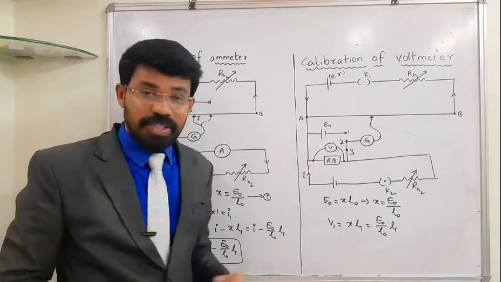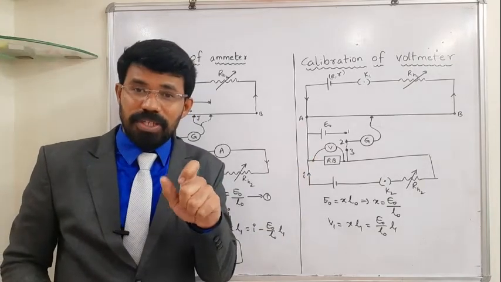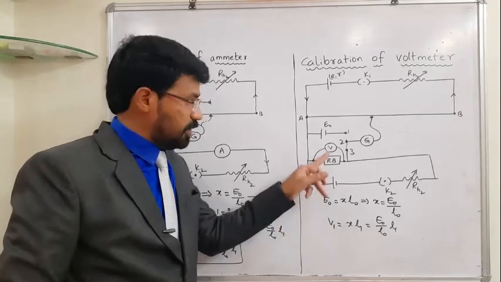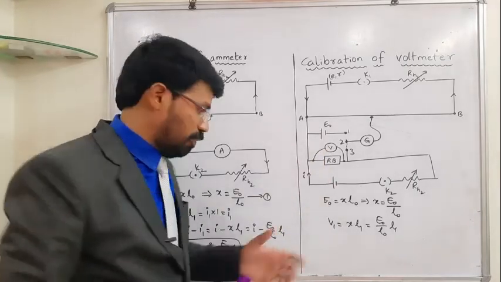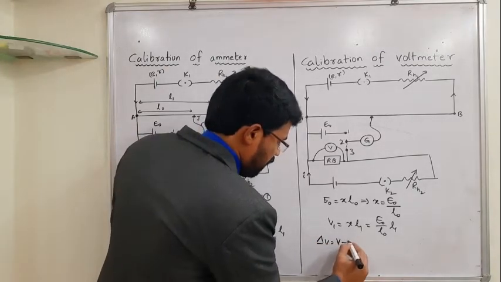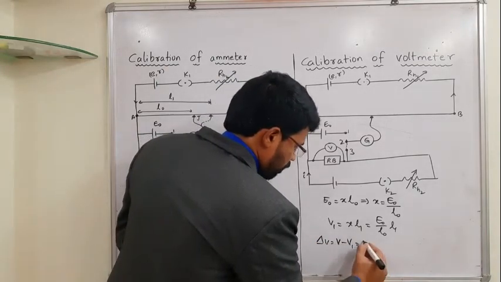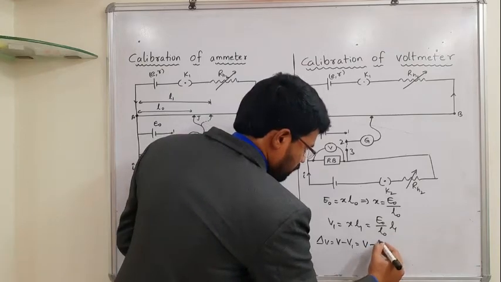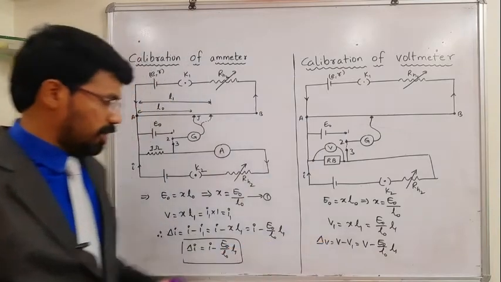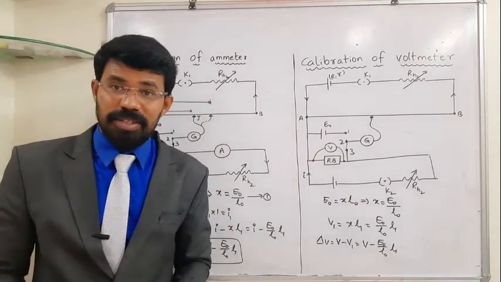And what is this V? V is the potential difference shown by the voltmeter. So this is the true value, and this is the value shown by the voltmeter. Therefore, what is the error? The error delta V can be written as V minus V1, isn't it? So V, I'll keep as it is. V1 can be replaced with E0 by L0 into L1. So that's how you can find out the error in the voltmeter.